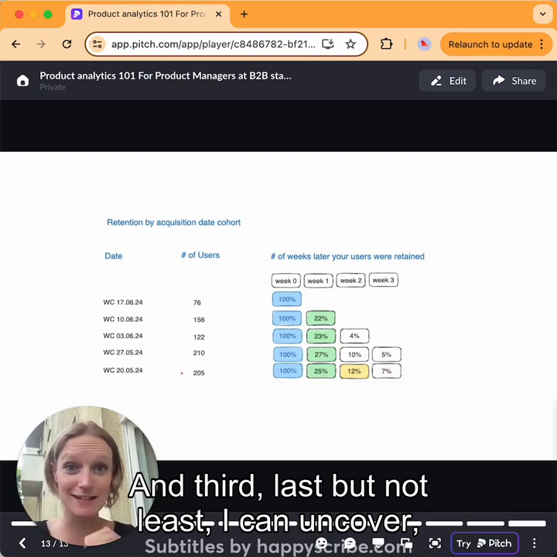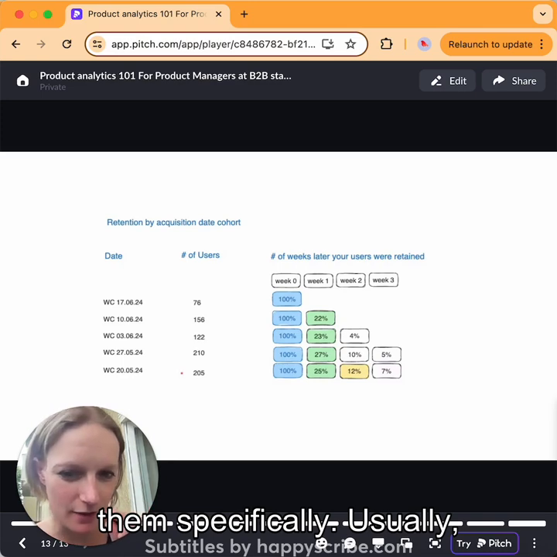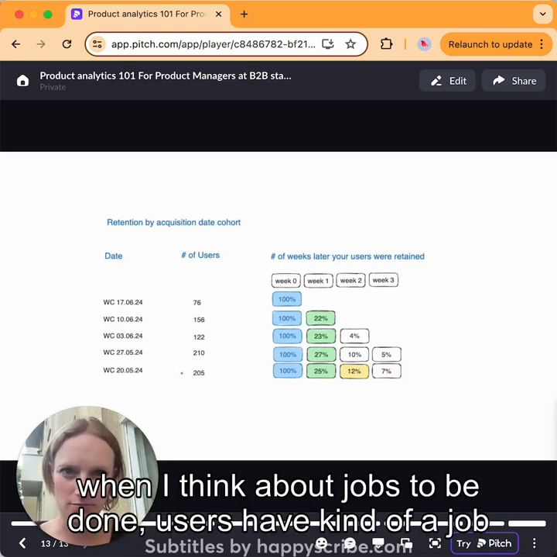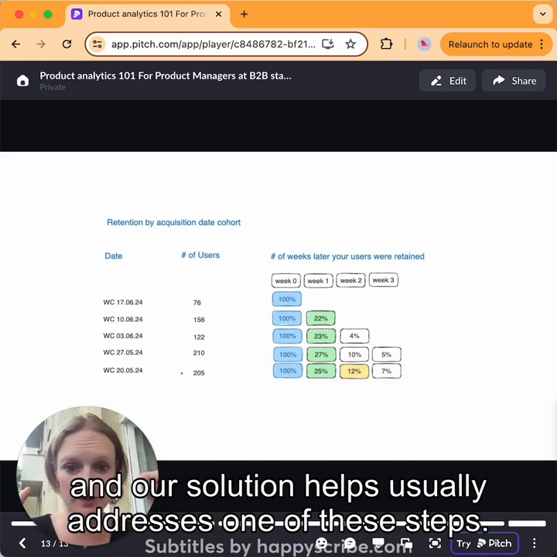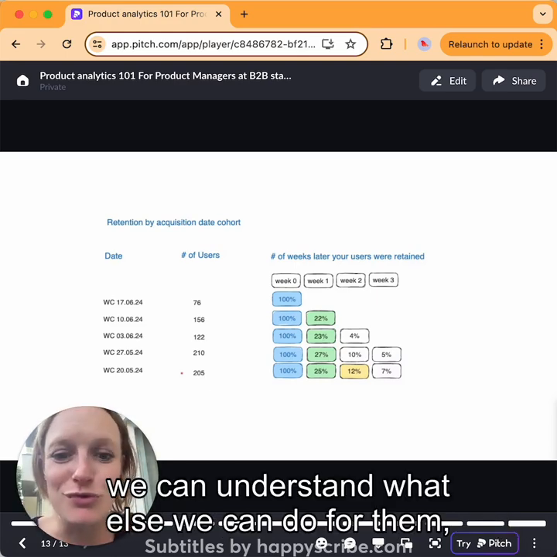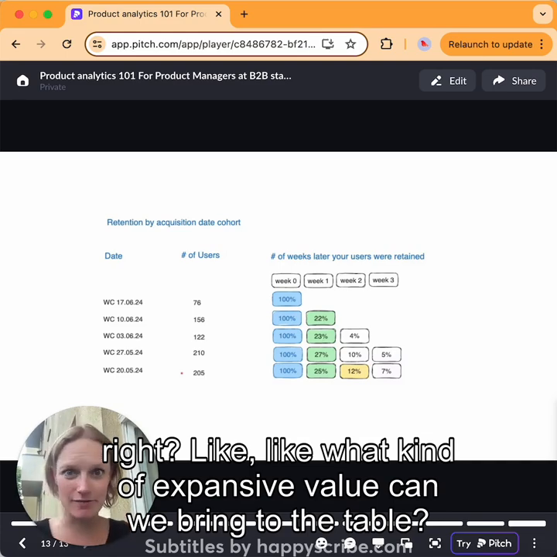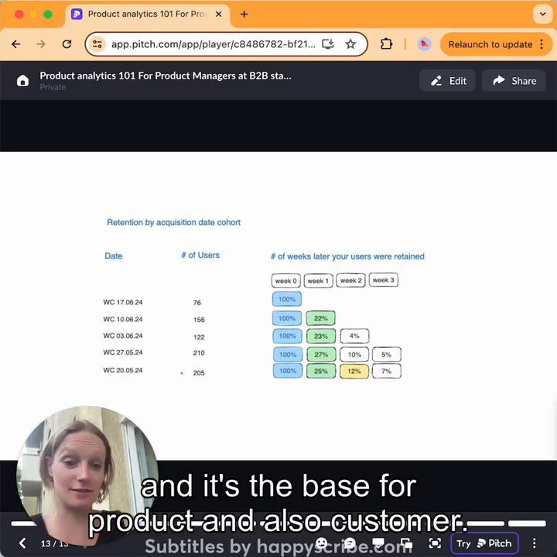And third, last but not least, I can understand what problem our product solves for them specifically. Usually when I think about jobs to be done, users have a job map. There are a lot of steps in their job, and our solution usually addresses one of these steps. But by talking to our power users and understanding their entire job map, we can understand what else we can do for them, what kind of expansive value we can bring to the table. And this can, of course, inform our product roadmap. And it's the base for product and also customer expansion.